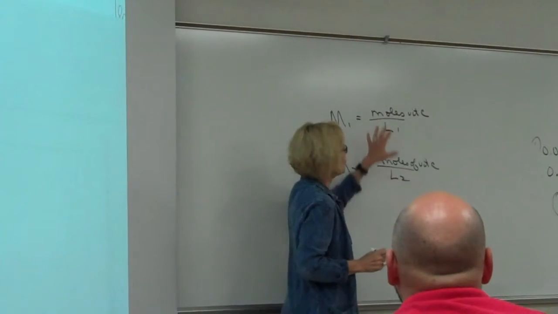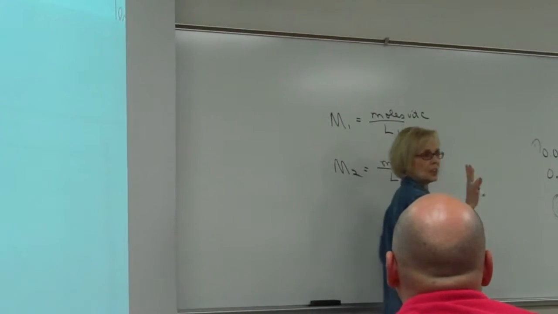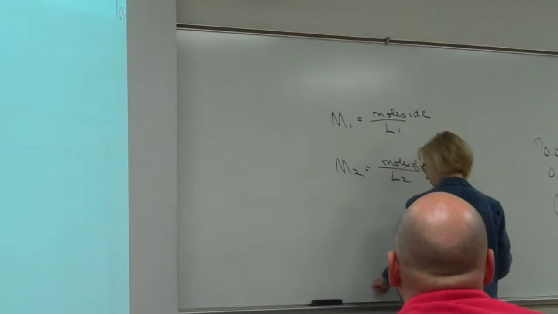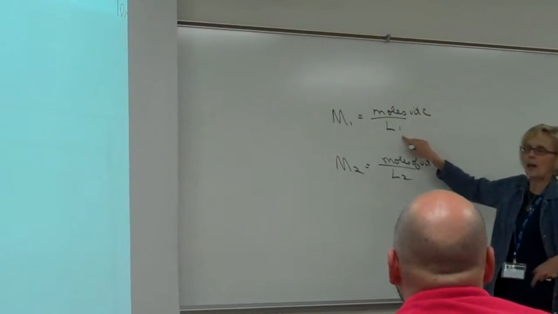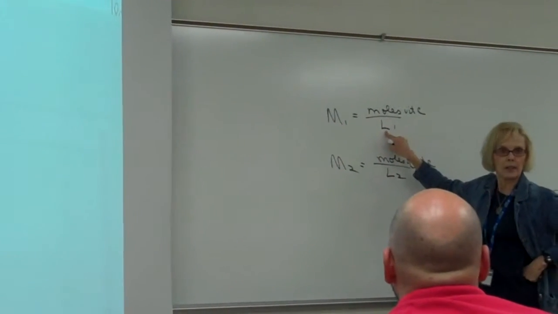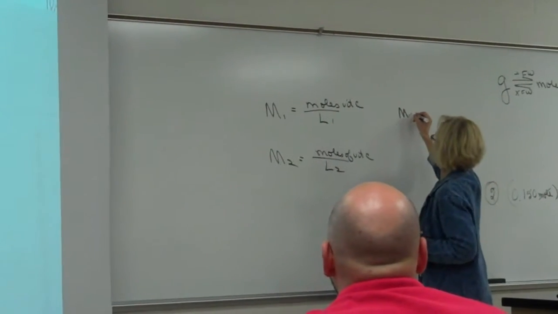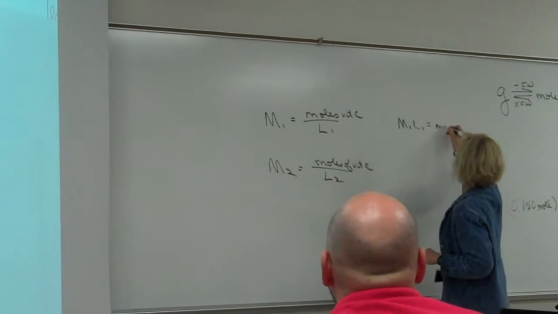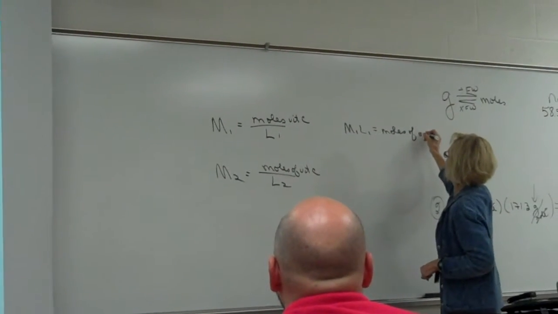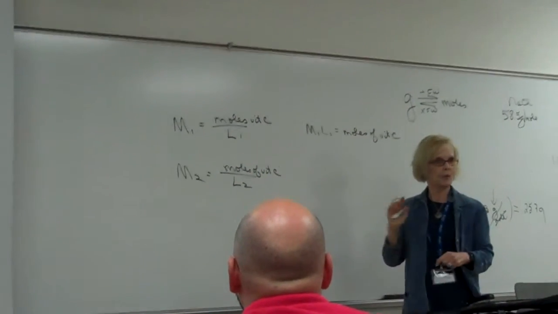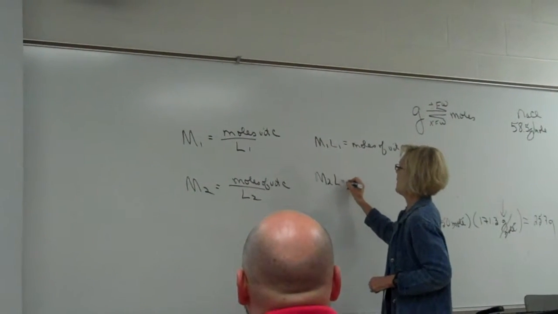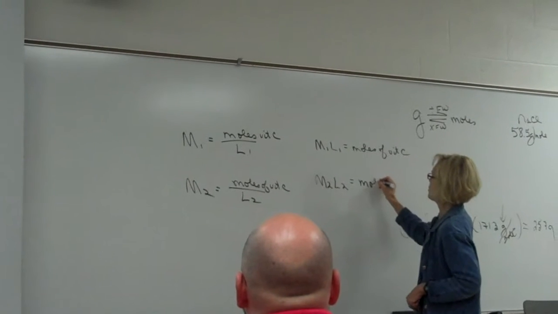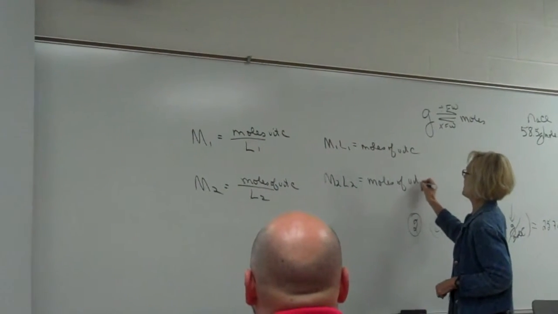Well, let me rearrange a little bit. And you don't need to write this down, just follow the math. Because when I get to the end, I'll say, this is what's really important. Okay, I'm going to move the liters to the other side. So I have M1L1 is equal to moles of vitamin C. I'm going to do the same thing for this one. M2L2 is equal to moles of vitamin C.